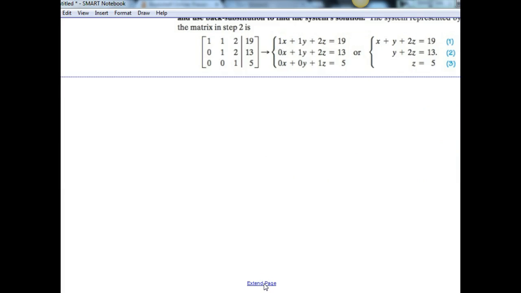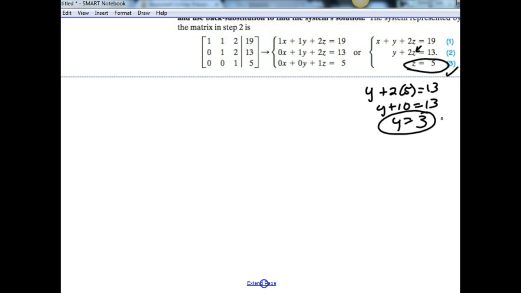Now, what we're going to see, if z is 5, then I just simply take the 5 and plug it in right here. So y plus 2 times 5, because I know what z is now, is going to be 13. Well, that's the same as saying y plus 10 equals 13. Subtract the 10, y is going to be 3.